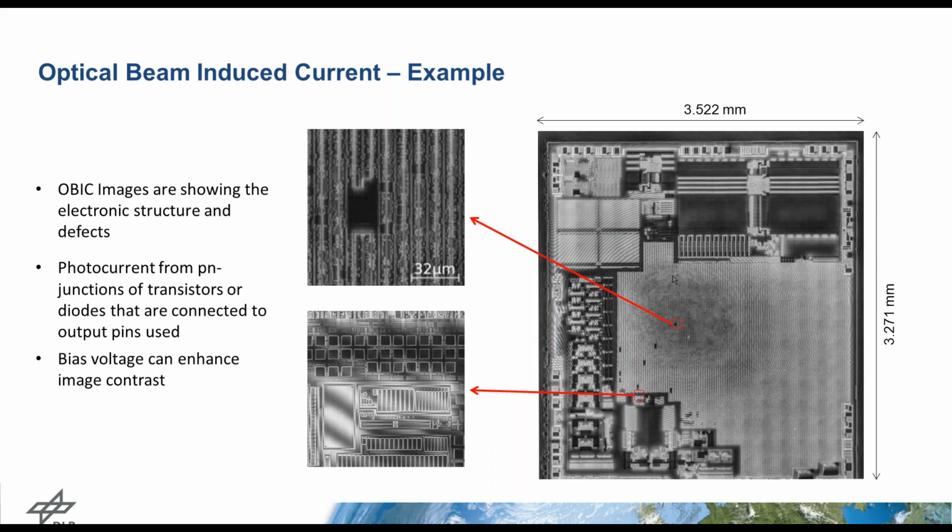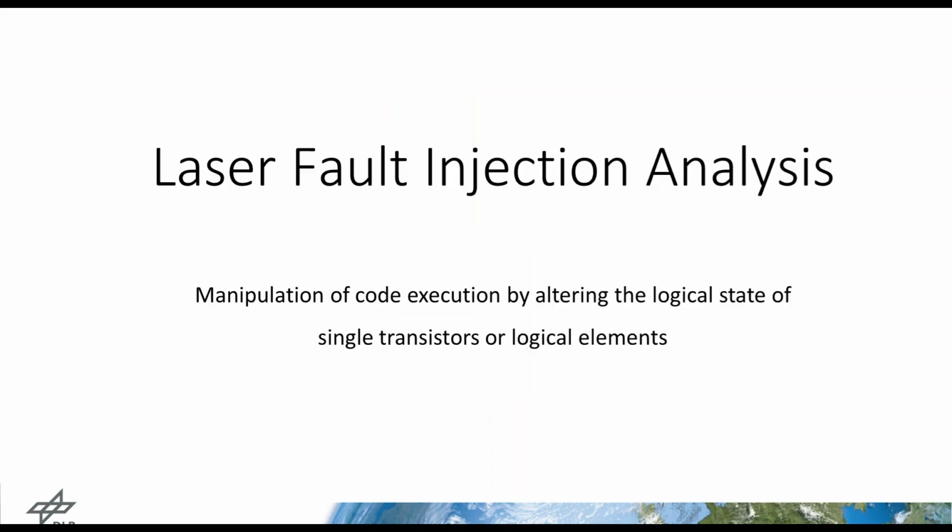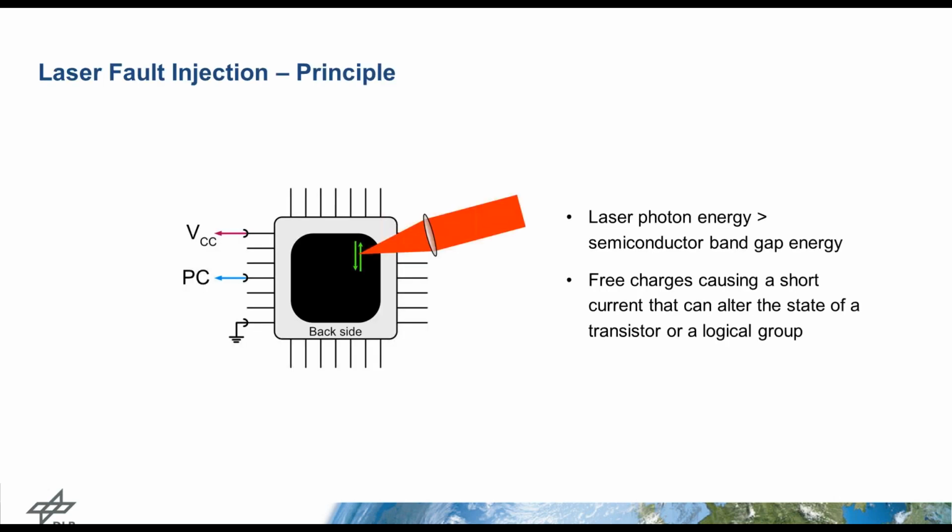Similar to OBIC is a method we use for side channel attacks, for analyzing the robustness of the security features of these security ICs. This is called laser fault injection analysis. Here we again generate free charges, but want to alter the logical state of the transistor or logical element. So it's done similarly, but in this case the IC is running.